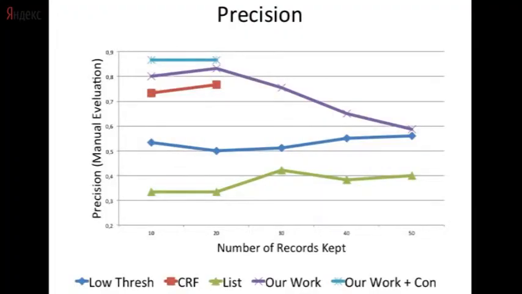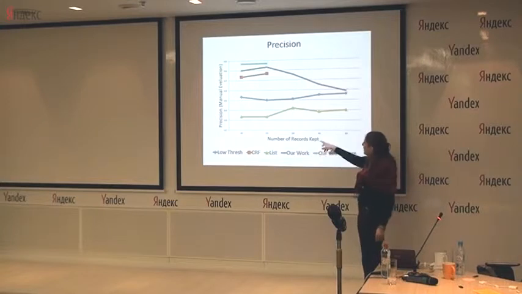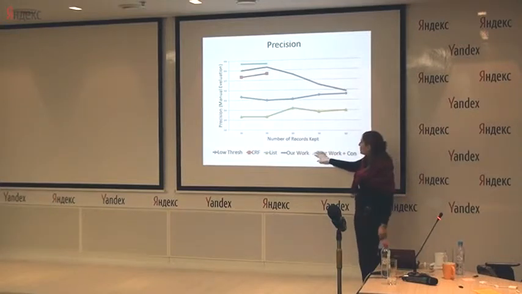So as you can see here, this is a precision. There are 2 versions of our system, the purple and the blue. And you can see they're winning over all the baselines. The difference is that the blue is the one that I told you about.